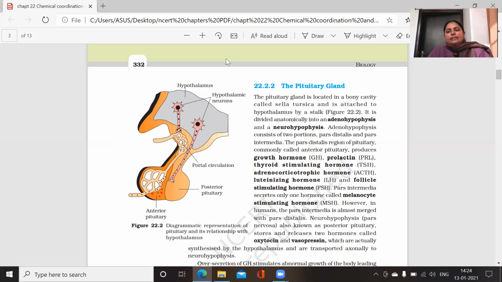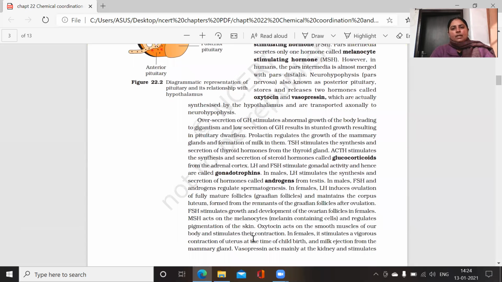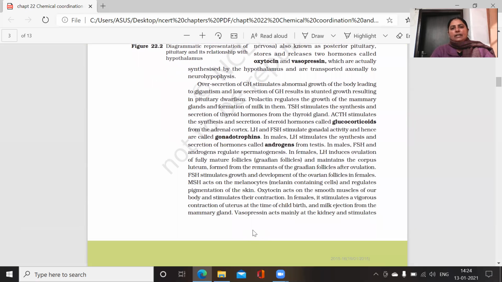And later, the posterior lobe of the pituitary gland releases two hormones. One is oxytocin and another one is vasopressin. These are actually synthesized by the hypothalamus and are transported axonically to the neurohypophysis, which is the posterior lobe of the pituitary gland. Okay students, what is given in the next paragraph?